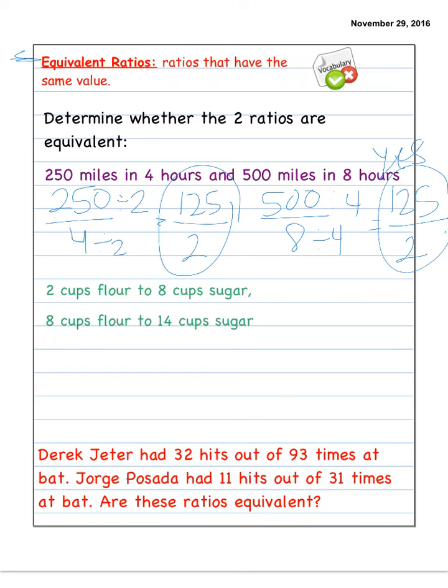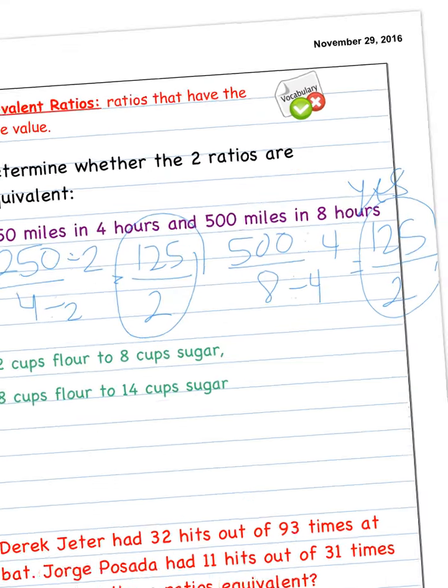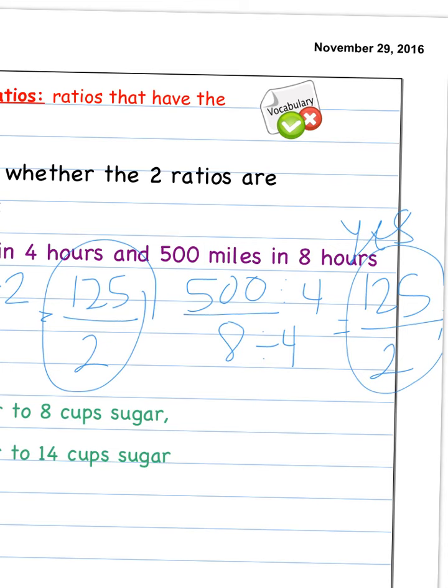Another way that we could do it is we could look for a common multiplier between the two. So when we had the 250 over the 4 hours and the 500 over 8, I notice from here to here, we are multiplying by 2. And from here to here, we are also multiplying by 2. So since they both are multiplying by the same number, our ratio is equivalent.